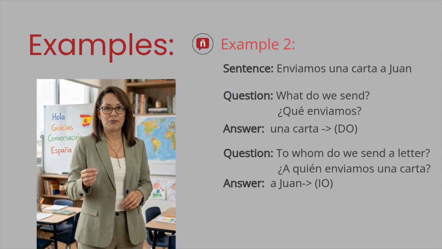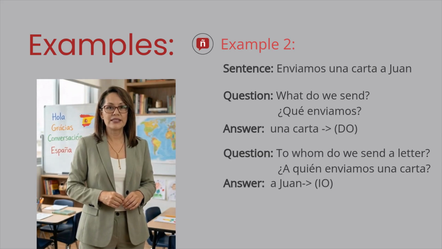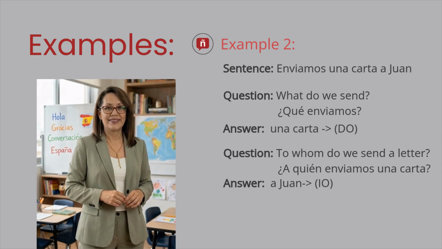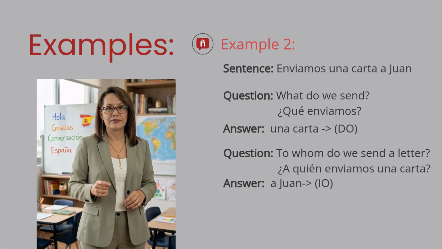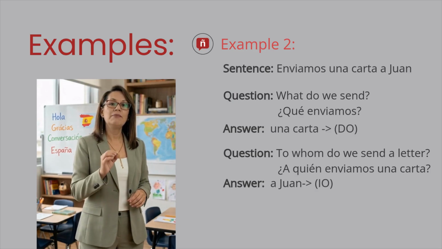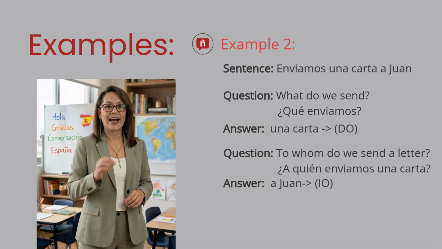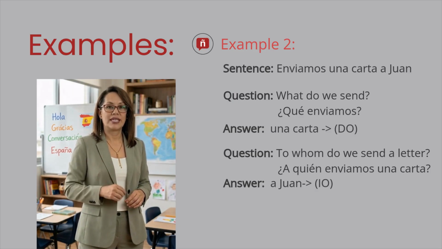Let's see another example. Enviamos una carta a Juan. Ask, what do we send? In Spanish, ¿qué enviamos? Answer, una carta. Direct object. Now ask, to whom do we send a letter? In Spanish, ¿a quién enviamos una carta? Answer, a Juan. Indirect object.